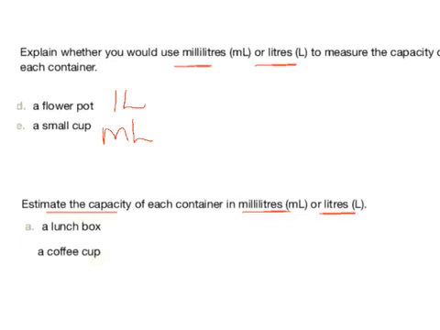Estimating the capacity of each container. A lunch box, a fairly large lunch box, I would say probably about 1.5 liters perhaps, 1 liter, something in there. And a coffee cup, maybe about 250 milliliters, something like that. And remember, you're more than welcome to use the centimeter cubes and kind of get a picture of how big that particular item might be.